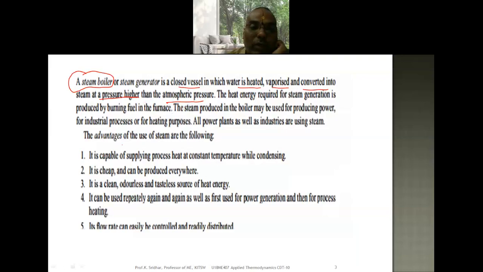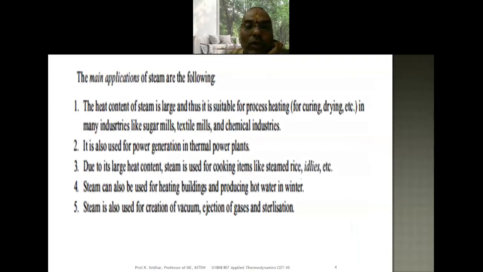What are the advantages of steam? It is cheap and can be produced everywhere, and it is a very clean source of energy. It is an odorless and tasteless source of heat energy, and it can be used repeatedly, first for power generation and then for process heating applications.